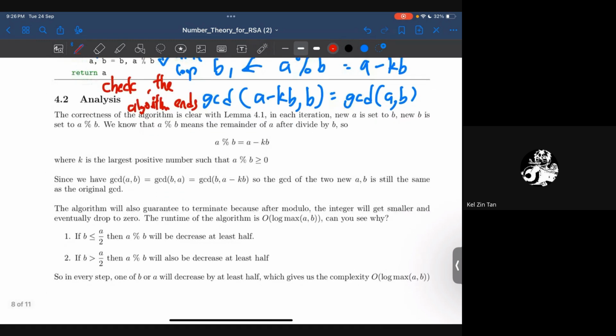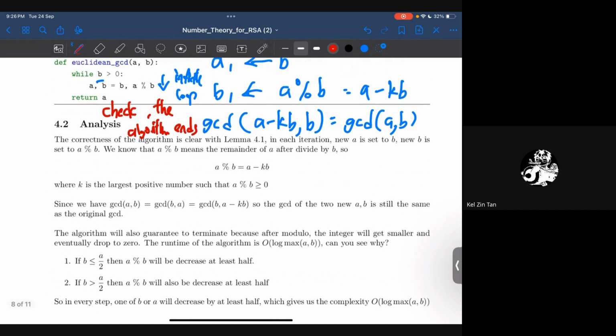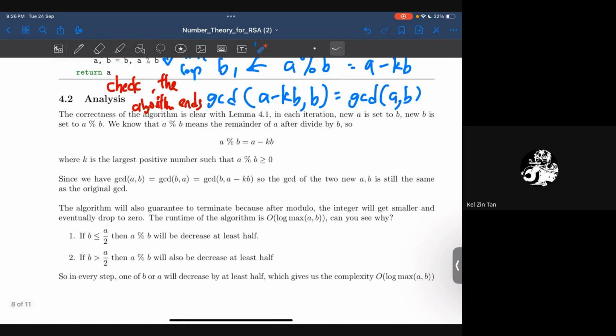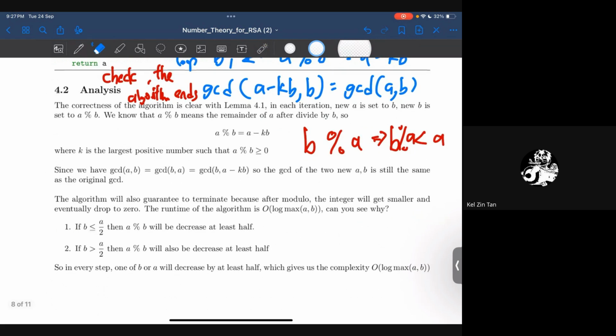And it is not too difficult to see that, because every time you do the modular operations, the integer will always get smaller and eventually drop to 0. Why? Because if you do B modulo A, then the result is guaranteed to be less than A, since the remainder will always be less than A. So the numbers will get smaller and smaller until the algorithm ends.